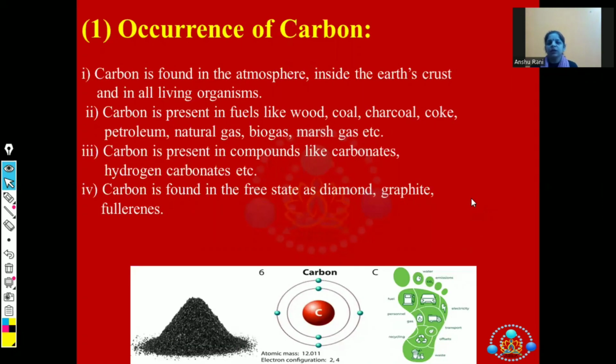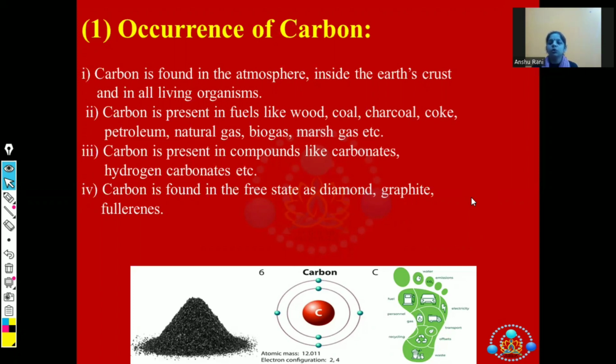Carbon occurs in nature, in living organisms, in the form of carbon dioxide and carbon monoxide around us. It is present in our fuels like wood, coal, charcoal, coke, petroleum, natural gas, biogas, marsh gas. It is present in the form of carbonates and hydrogen carbonates. Carbon can be found in diamond, graphite, fullerenes. Whatsoever we can see around us, most of the things contain carbon.